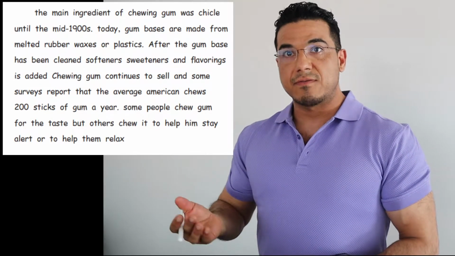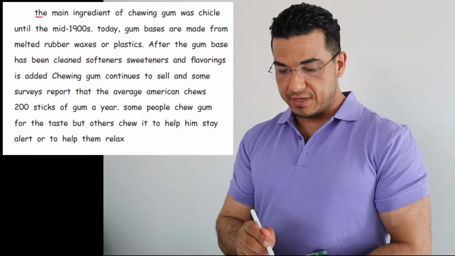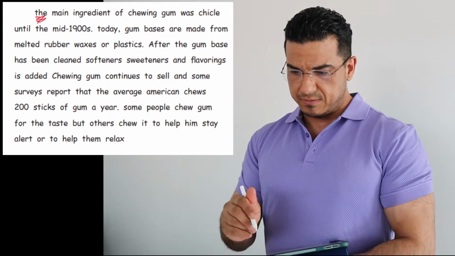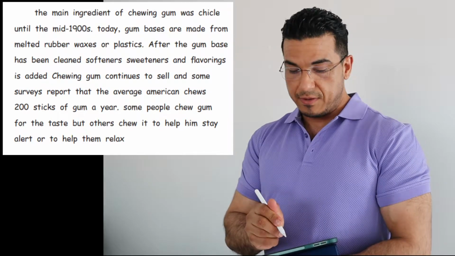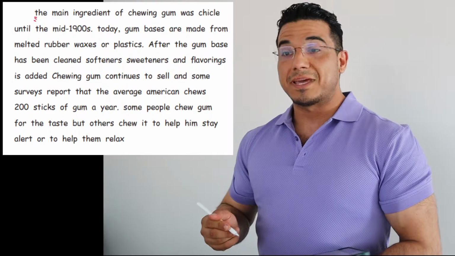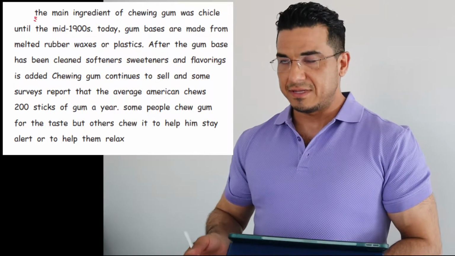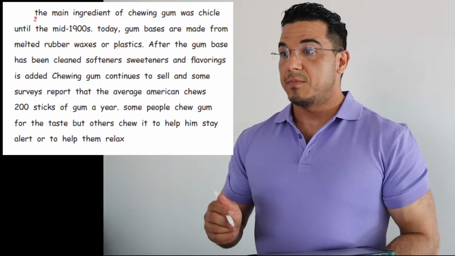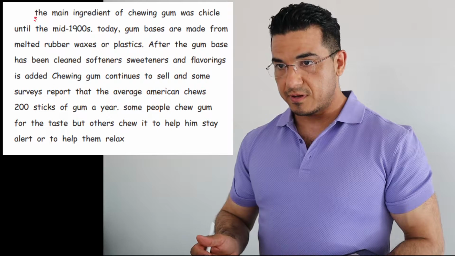All right, at the start of every sentence, you always want to begin with a capital letter. Notice here that the definite article is lowercase. Oops, let me go ahead and erase this. Oh gosh, I'm learning to use my tool on the fly. All right, make sure to capitalize just the first letter of the first word in a sentence. And of course, as well, if it ends up being a proper noun, you always want to make sure those are capitalized. But anyway, continuing, the main ingredient of chewing gum was chicle until the mid-1900s, period.